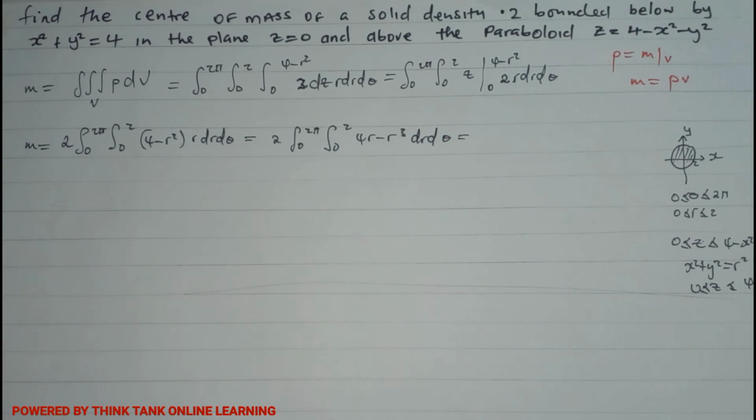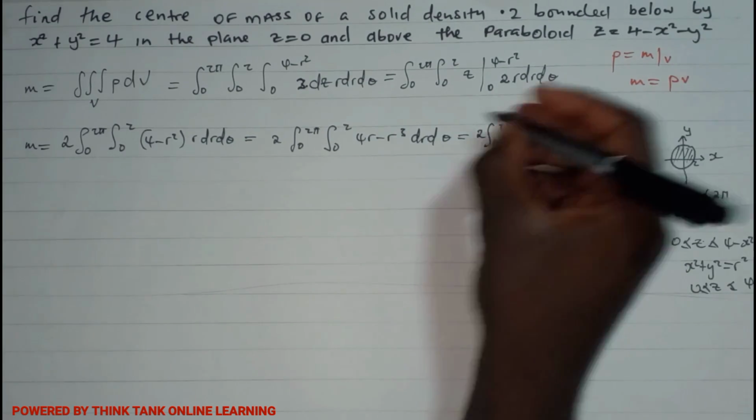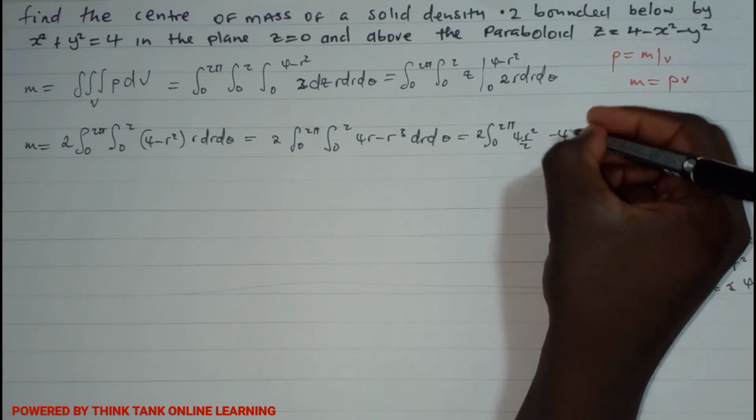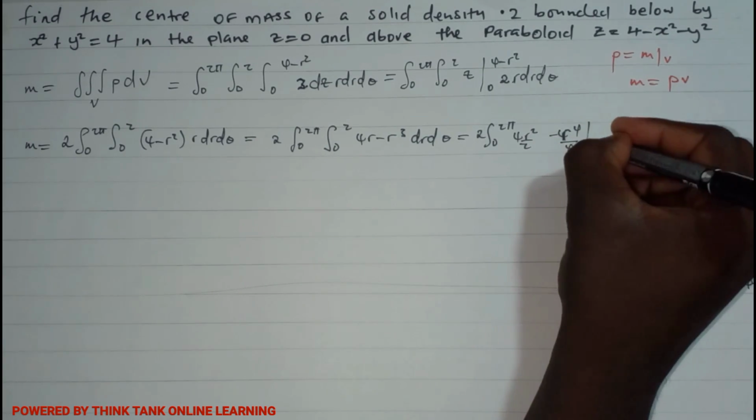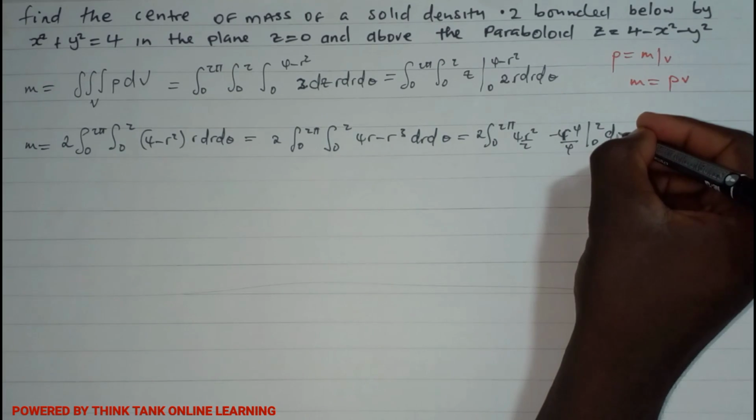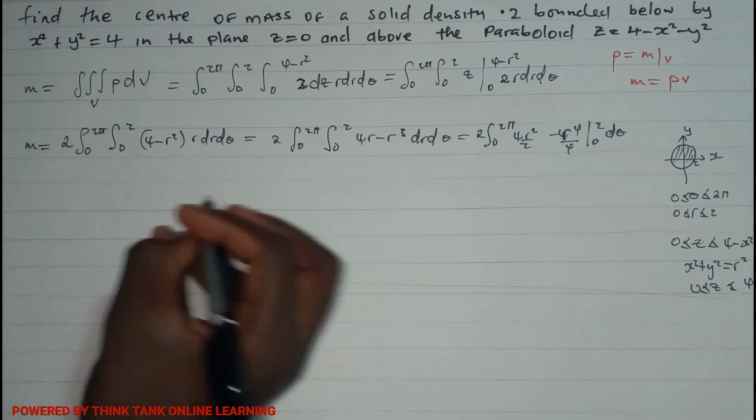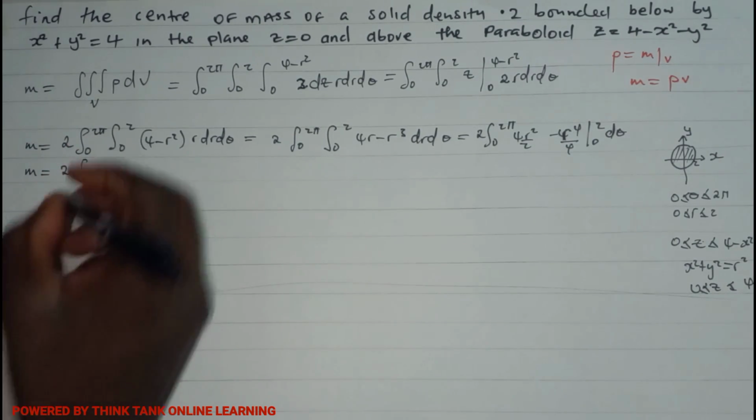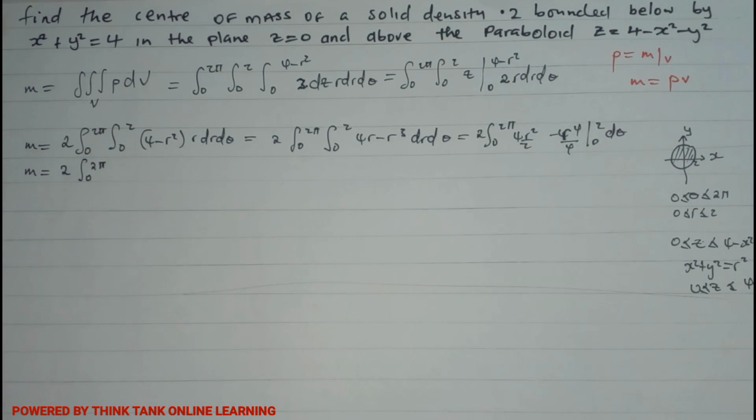I think now it's time to integrate with respect to r. We're going to have 2, 0 to 2 pi, and we're going to have r squared over 2 minus r to the power 4 over 4, with limits from 0 to 2, d theta. And we're going to have the mass. The mass is 2 times the integral from 0 to 2 pi. Okay, upper bound minus lower bound here.